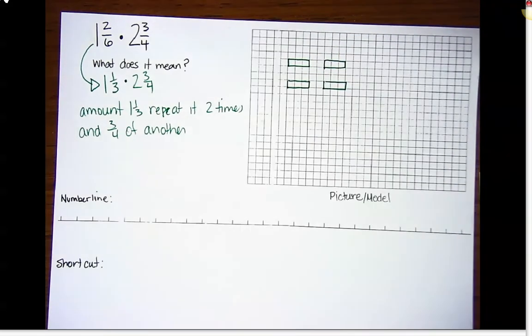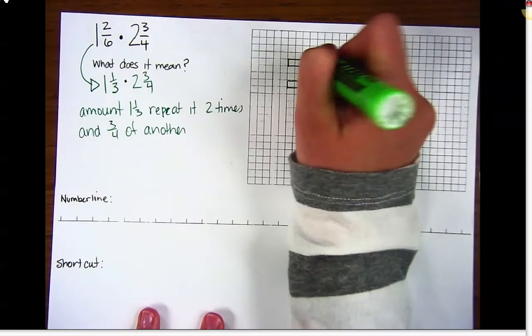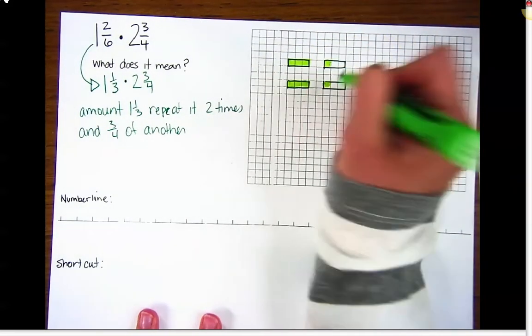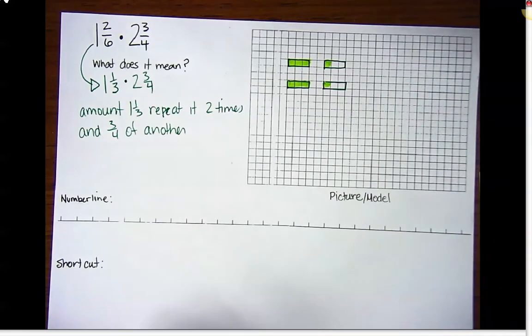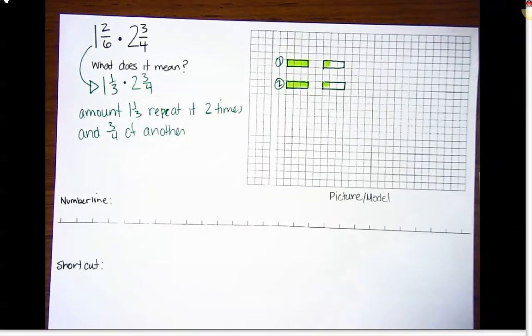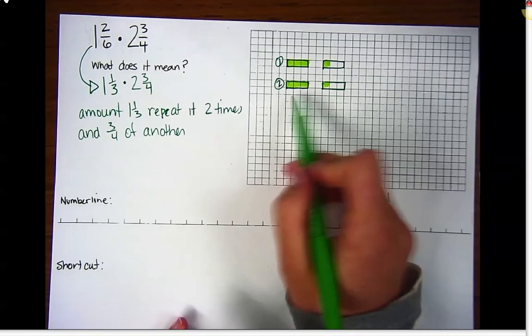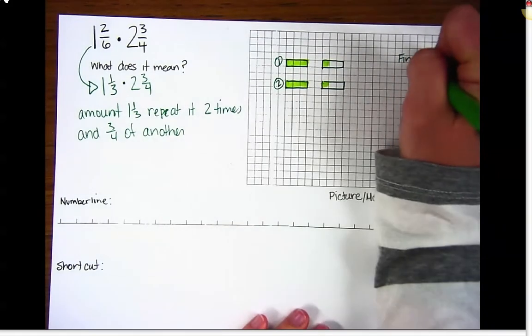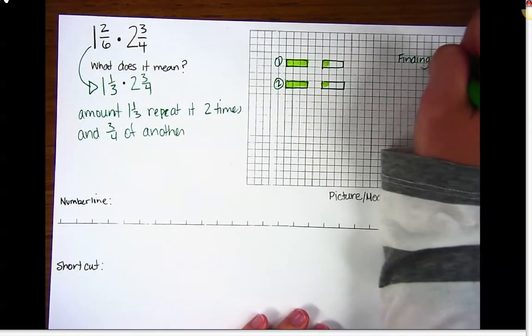Okay, so 1 whole and a third. 1 whole and a third. So I've done the easy part. I've done it 2 times. Now I need to figure out what 3/4 of this is going to be. So over on the side, I'm going to say finding 3/4.